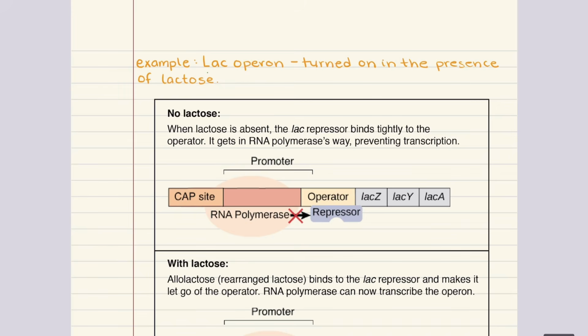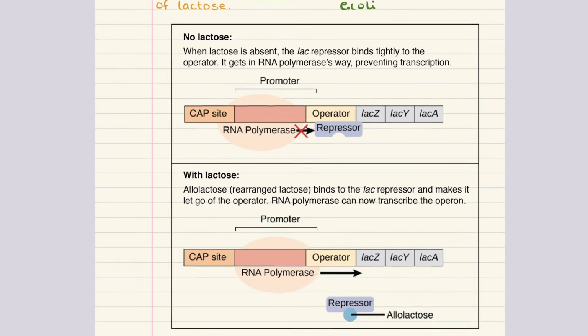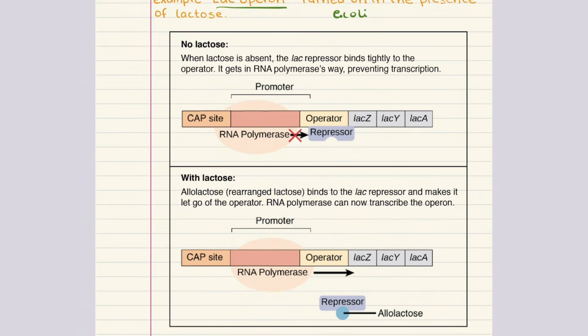This is found in E. coli, and it contains genes that allow the cell to break down lactose, which is a type of sugar. The goal, though, is to produce these genes only when they're actually needed. So when there's no lactose in the environment, a protein called the lac repressor binds to the operator region of the operon, and that's going to physically block RNA polymerase from moving forward. So transcription can't happen. And that makes sense. There's no need to produce enzymes that break down lactose if lactose isn't even present.